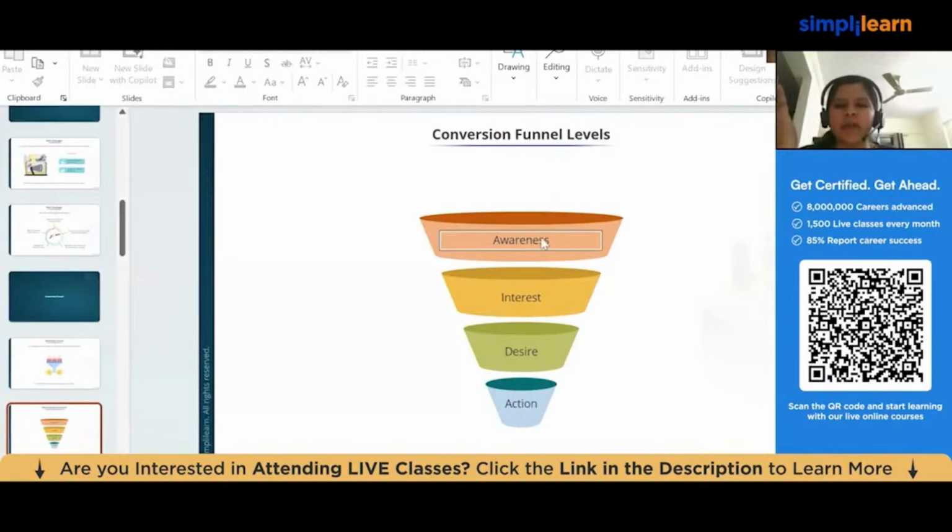You'll have to start with awareness. Awareness is, you have to reach out to as many people as possible. Then once you reach out to as many people as possible, some of them might have a little bit of interest in your brand. Later on they will consider your brand, as in, let's say out of 5 options, one of the options for them to buy the skincare product would be from your brand, and lastly they buy your product.